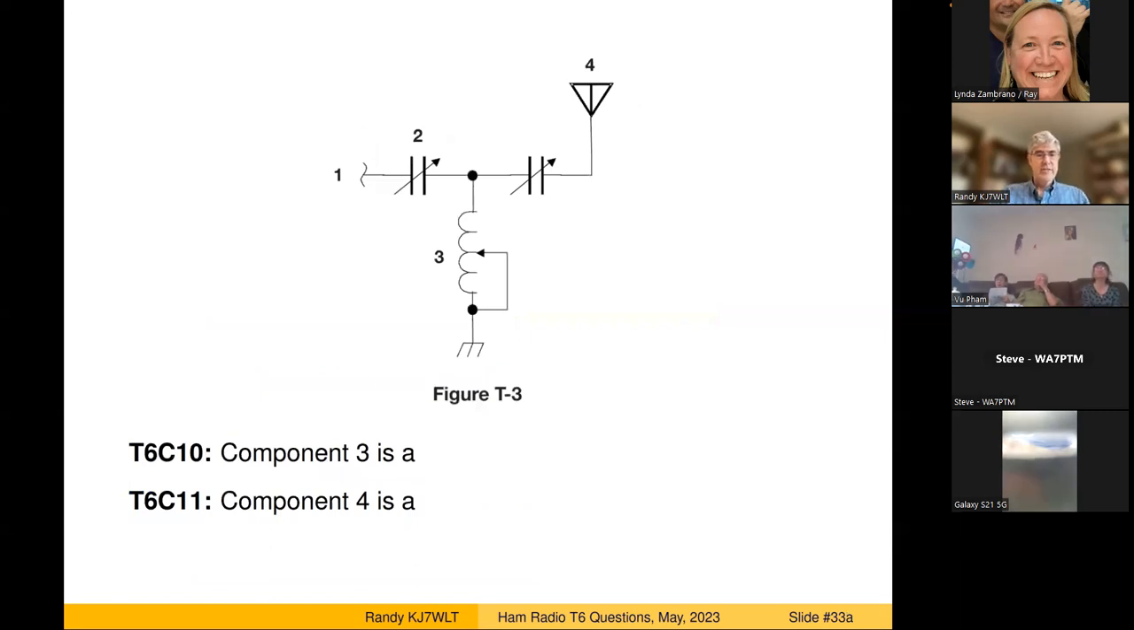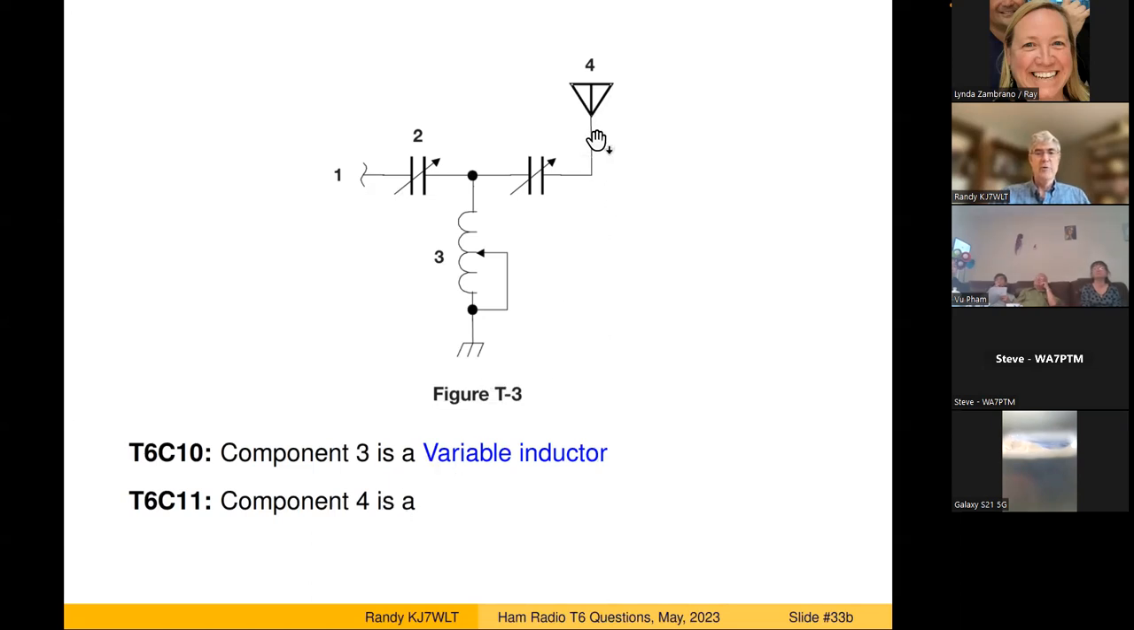Here's another schematic diagram. So I'll give you a minute to think about this. Component 3 and component 4, what are those? Component 3, it's this curled up piece of wire. That's an inductor, but the connection can be at a variable point along the edge of it here. So it's a variable inductor.